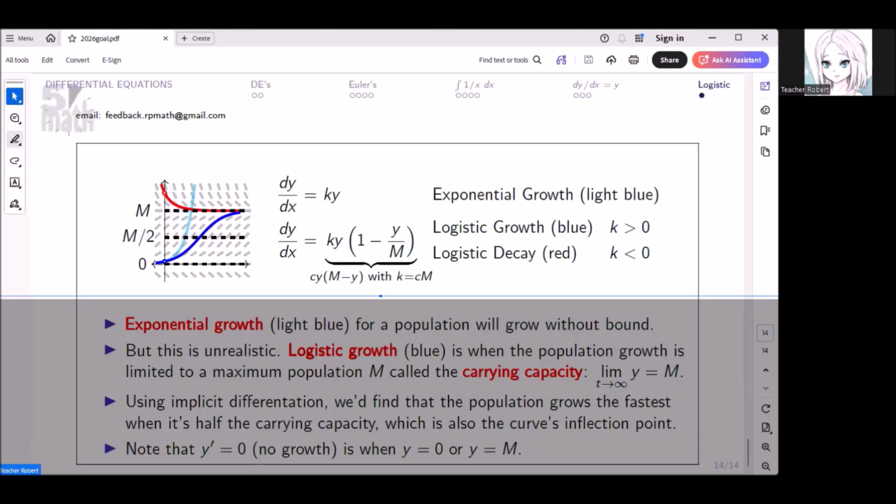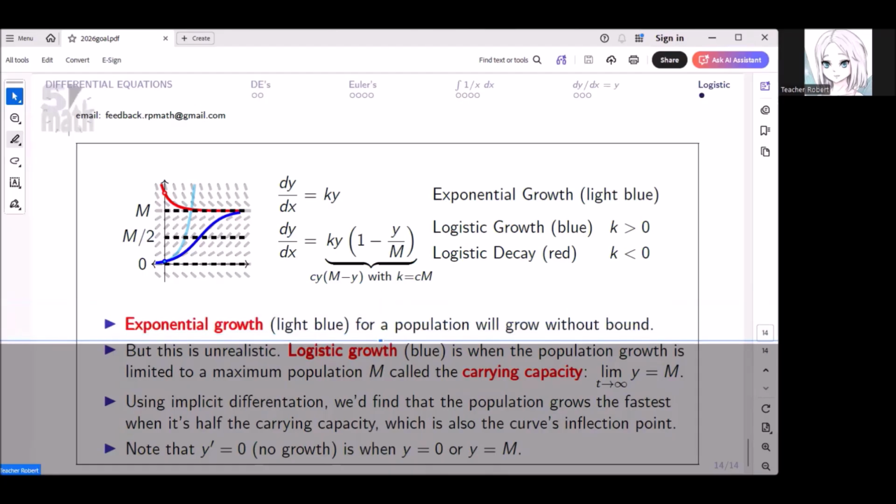dy dx equals ky is exponential growth, the light blue. dy dx equals ky times 1 minus y over m, or c y times m minus y, with k equaling cm, is logistic growth for blue, k greater than 0, or logistic decay red for k less than 0.